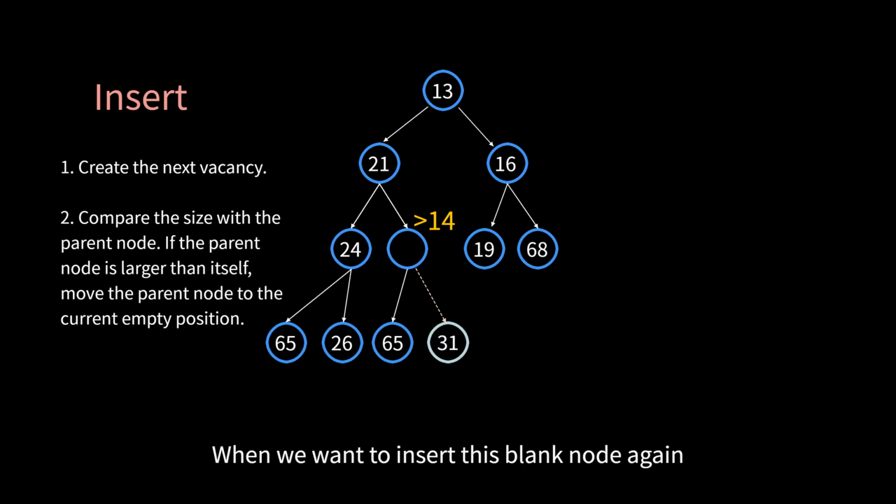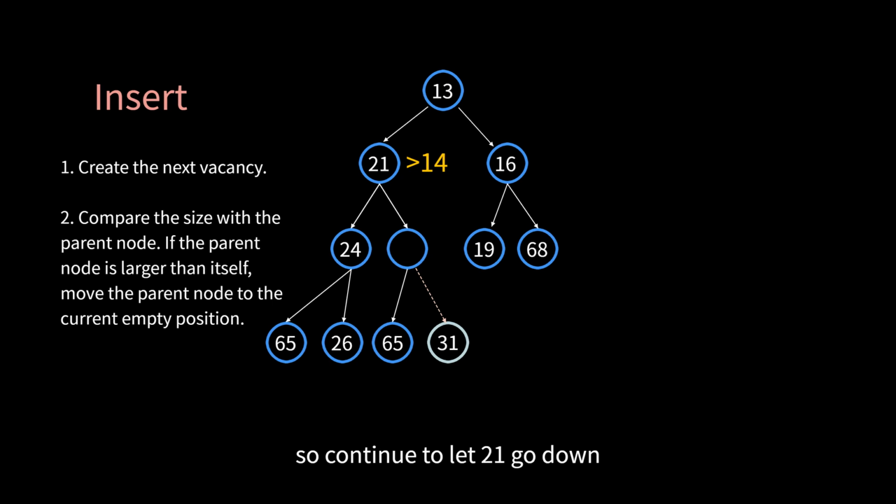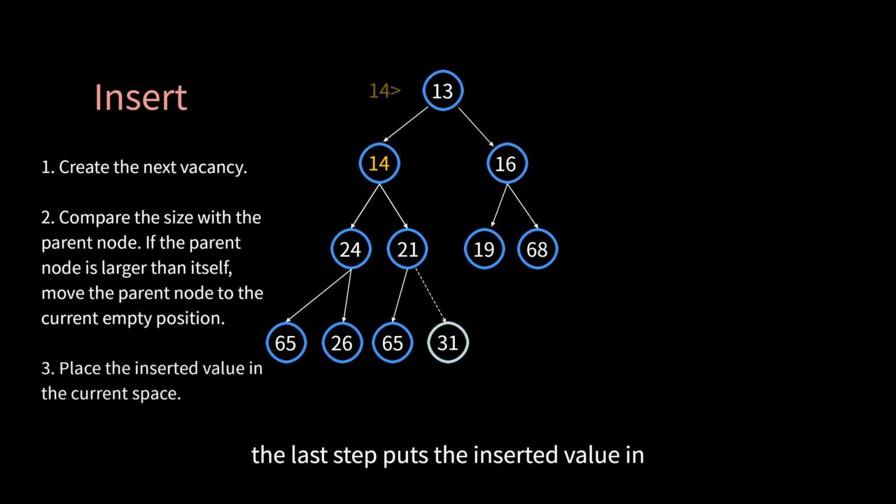When we want to insert this blank node again, we see that the 14 is still smaller than its parent node 21. So we continue to let 21 go down, and then it can be inserted, because it is larger than parent node 13, which satisfies the heap order. So the last step puts the inserted value in the current slot.